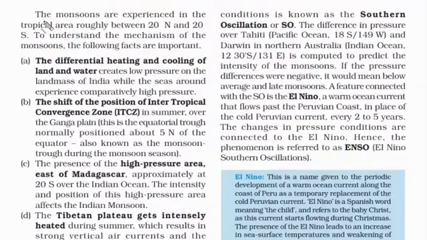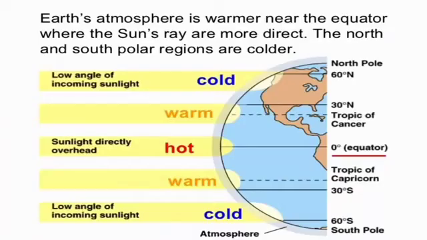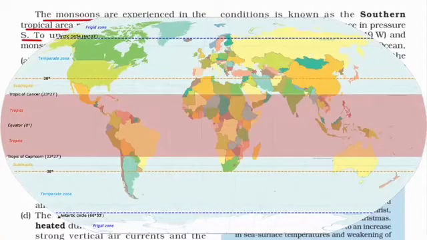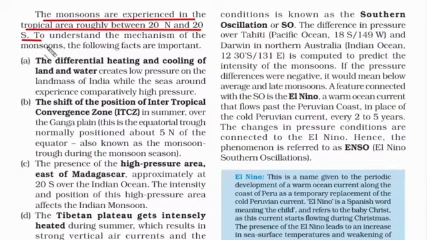The monsoons are experienced in the tropical area roughly between 20° north and 20° south. So this region, that is 20° north in the northern hemisphere and 20° south in the southern hemisphere, is called the tropical region. And here the sun rays fall directly on the surface of the earth. Because after 20° north the Tropic of Cancer starts, and after 20° south the Tropic of Capricorn starts, and that region is called subtropical region. About the monsoons we have to understand a few facts, or rather say mechanisms.